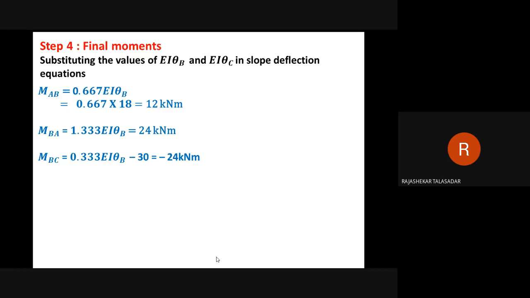Next, MBC. It is 0.333 EI theta B minus 30. Again, putting EI theta B as 18, you will get minus 24 kilonewton meter. I calculated only these three. How you put the other three values, I will just show you here. I think this much is clear now. Okay, I assume that you have understood.